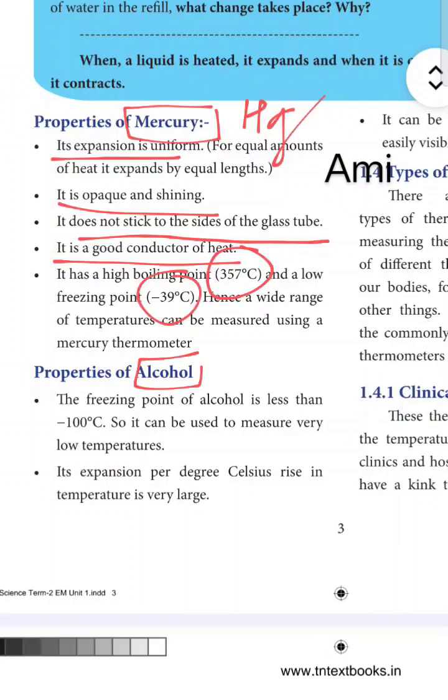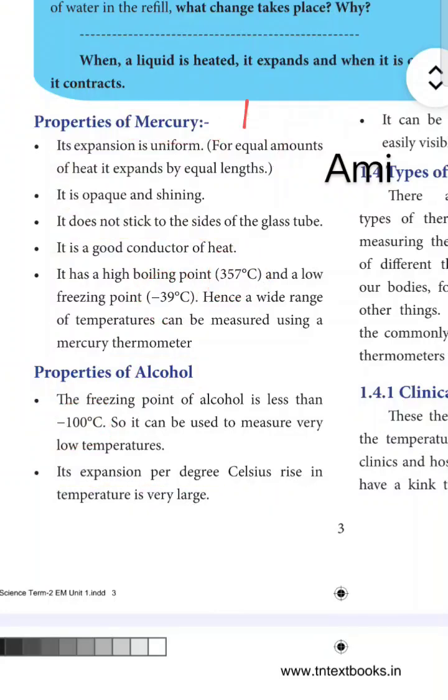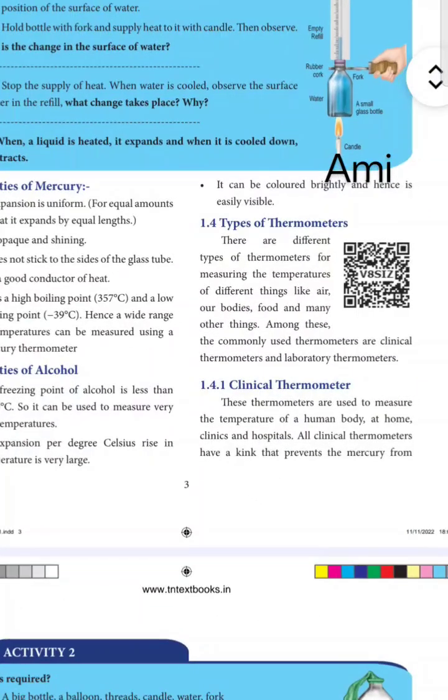minus 39 degrees Celsius. If we take the properties of alcohol, the freezing point of alcohol is lower than minus 100 degrees Celsius. Its expansion per degree Celsius rise in temperature is very large. So it can be calculated.